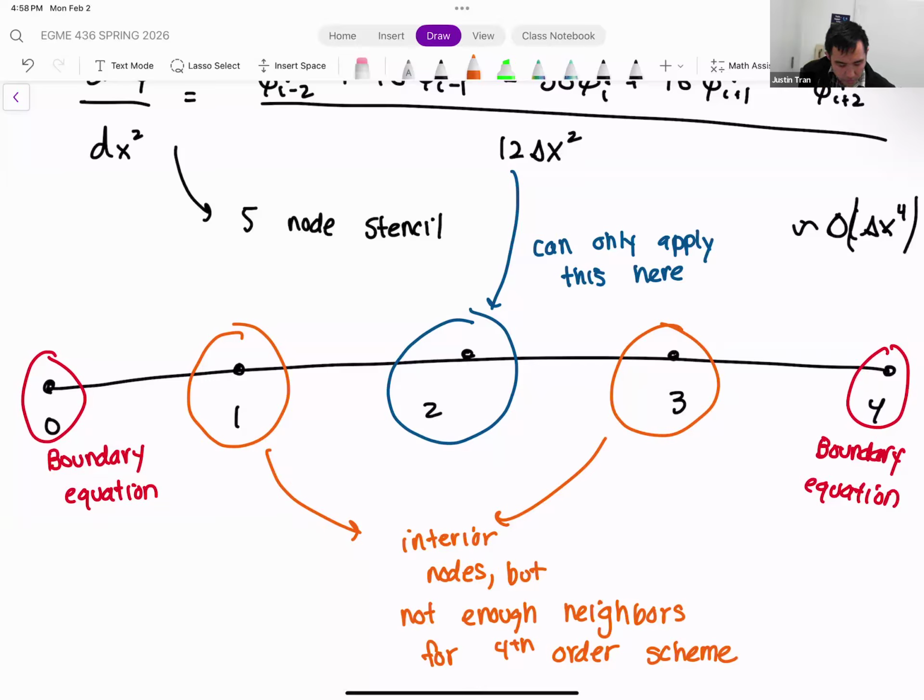All right. So what do you need to do in these situations? This is not uncommon. For situations where you have to use a higher order scheme, for nodes that are not quite on the boundary, but not interior enough to apply the scheme, it's not uncommon to have to use a different scheme for these types of nodes.